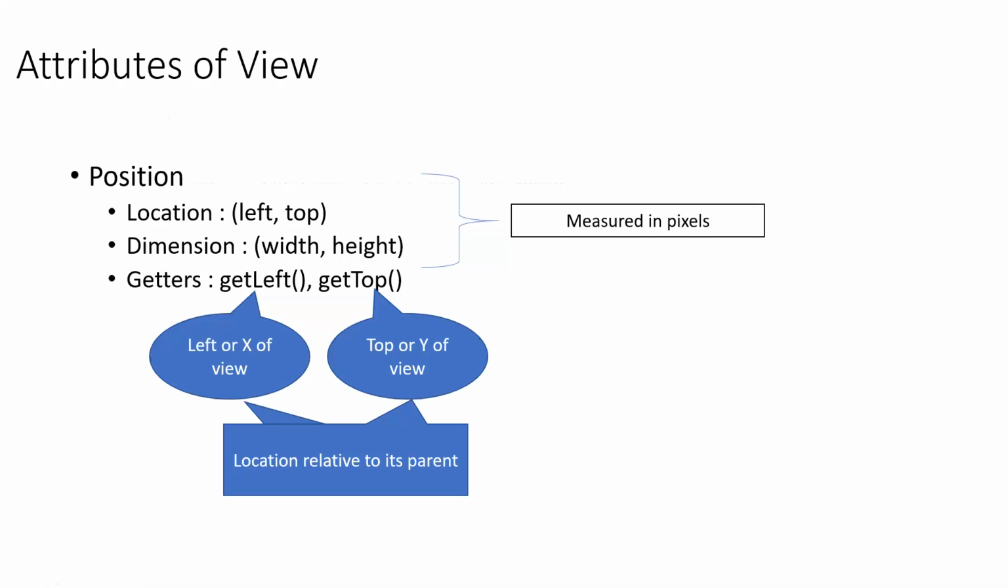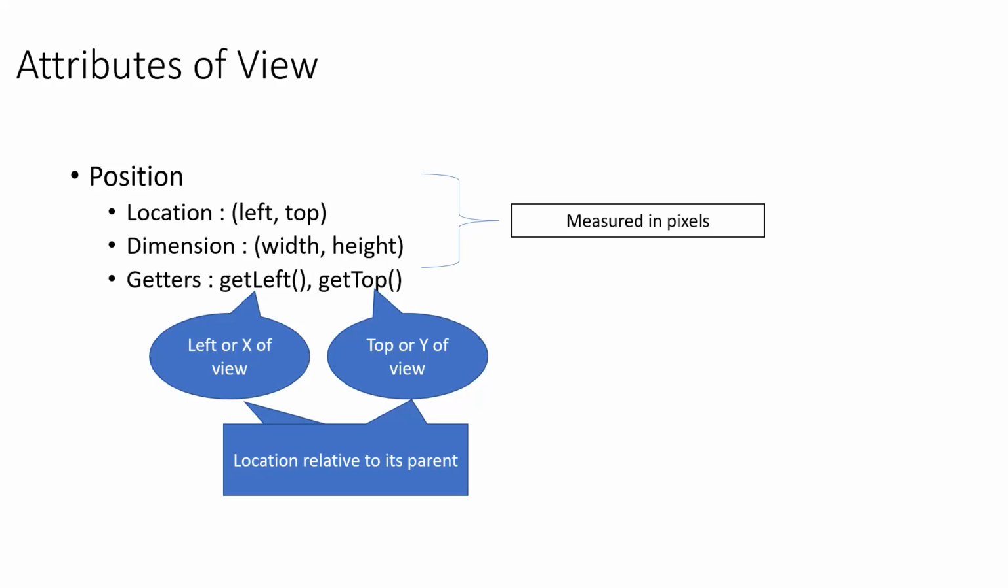Another attribute is position. Okay. So position is defined in terms of location and dimensions. And in order to get the location, you have getters also. A location is defined in terms of left and top. Okay. Left and top. Left is measured in pixels. Top is also measured in pixels.